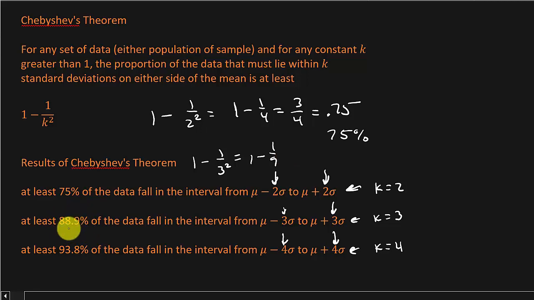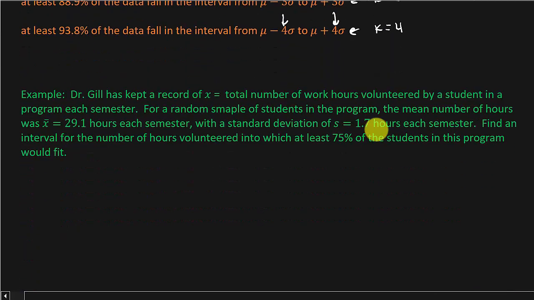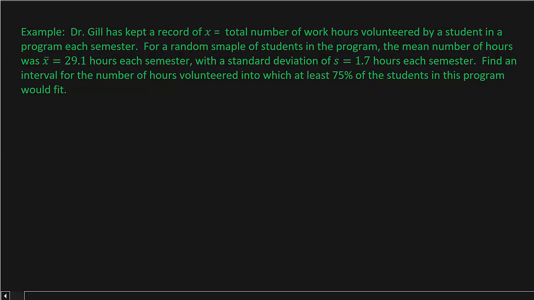And then you could do the same thing with 4 standard deviations. You would have 1 minus 1 over 4 squared, which is 1 minus 1 over 16. All right, so let's look at this.